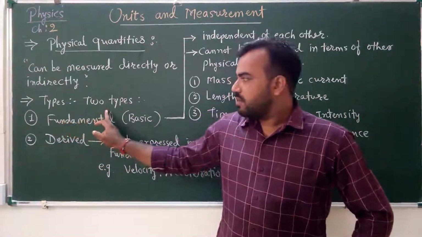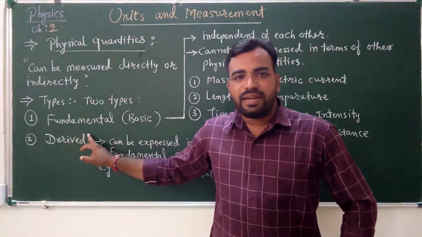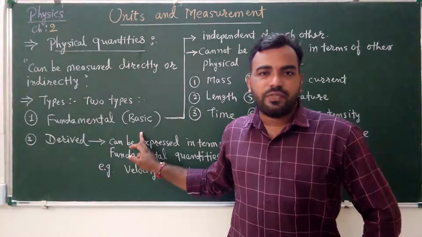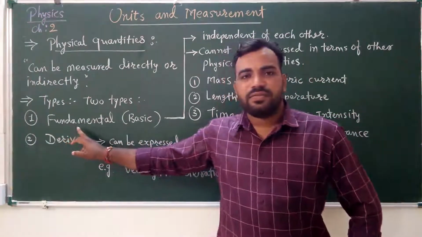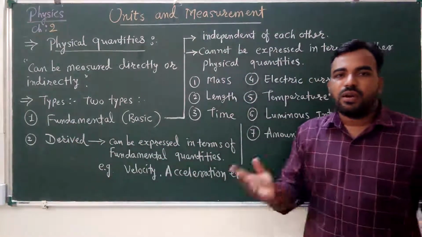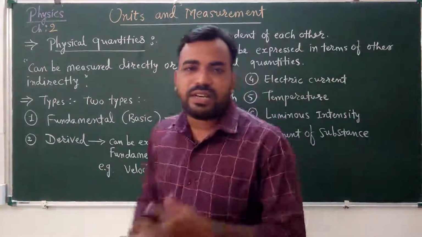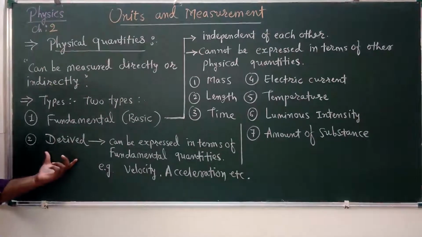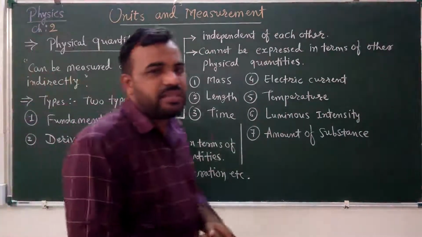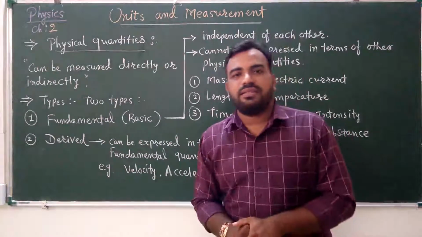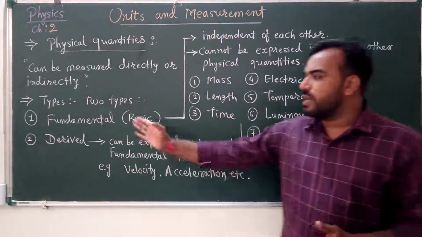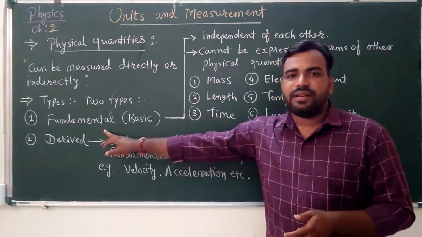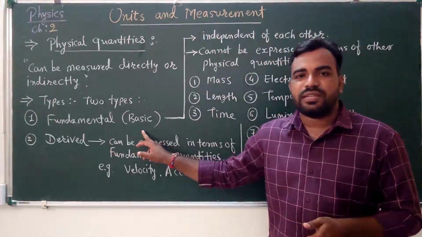There are two types. Number one is fundamental or basic physical quantities. And number two is derived physical quantities. Now let's talk about these two types in detail. Number one, that is fundamental, or we can say basic physical quantities.